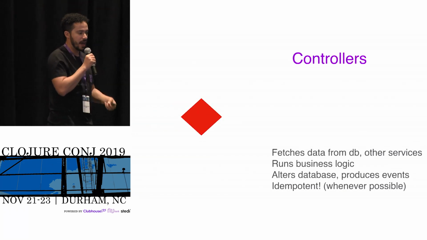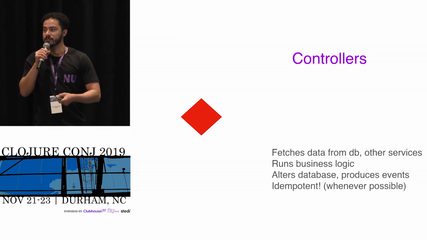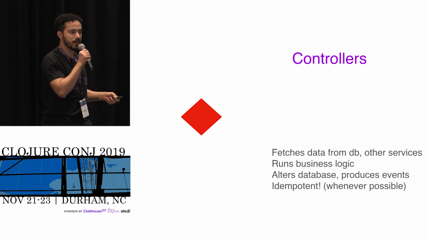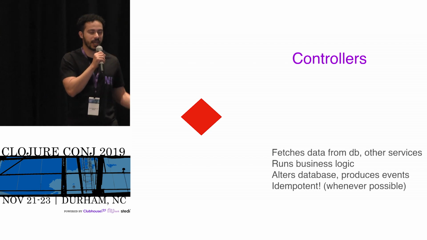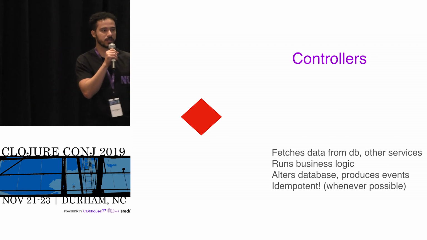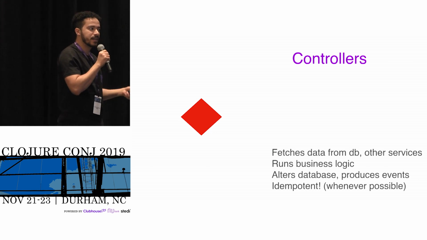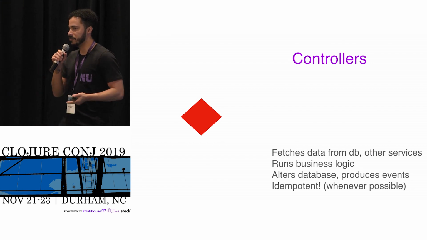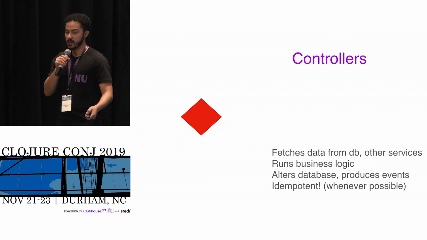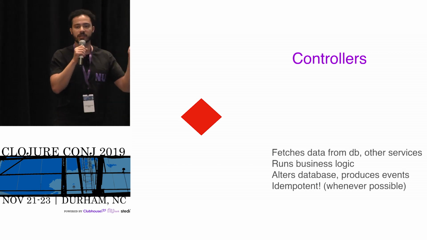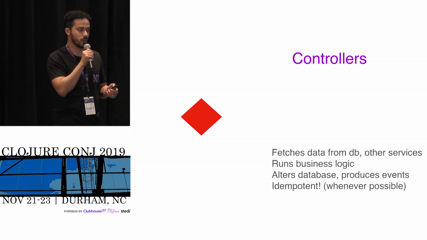Other kind of functions that we have to write is controller-like functions. These are the functions that do the actual side effects, that communicate with the external world. So these are functions that fetch data from the database or fetch data from other services via HTTP or some other protocol. And with that data at hand, it executes the pure business logic functions. So with the result of this business logic, we produce the side effects, altering the database, producing Kafka messages, or doing HTTP requests to other services, and so on.